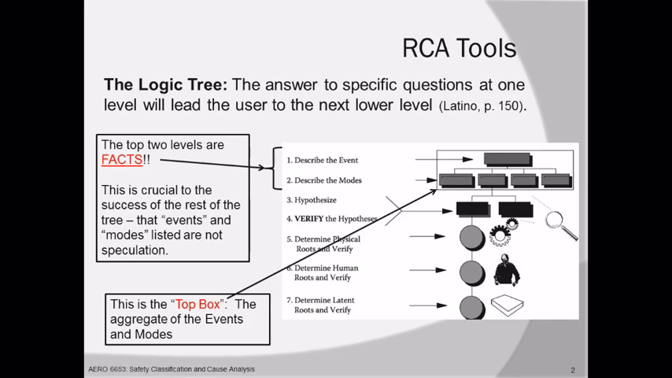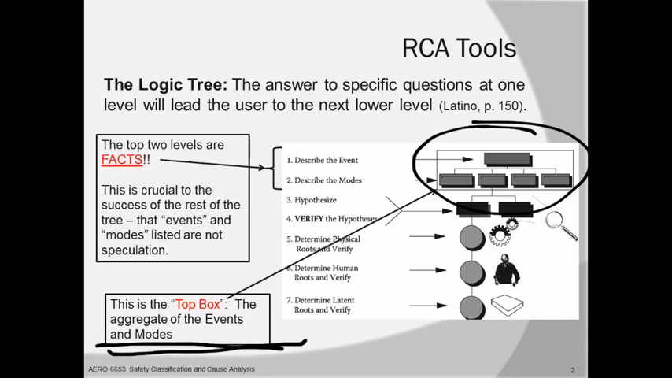The logic tree requires us to ask specific questions at each level that leads us to information contained in the next lower level. It is a tightly coupled cause and effect chain. Starting at the top, you have what our authors call the top box. The top box is the information that must be factual. It's not speculation. So the top box is the aggregate of the events and the modes, and they must start out as factual in order to lead through the rest of our logic tree.